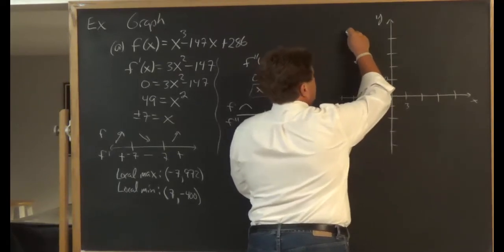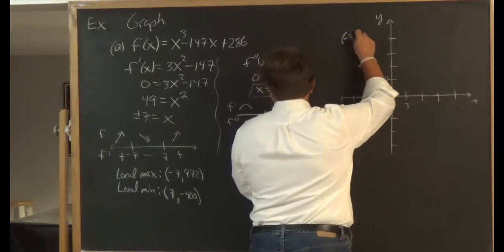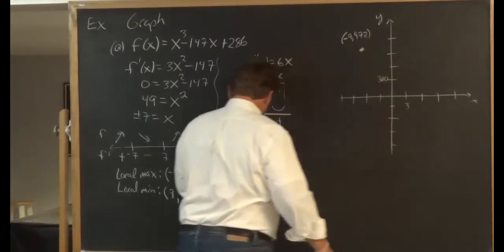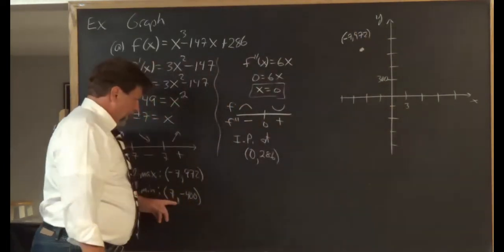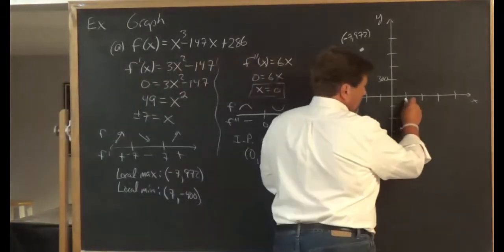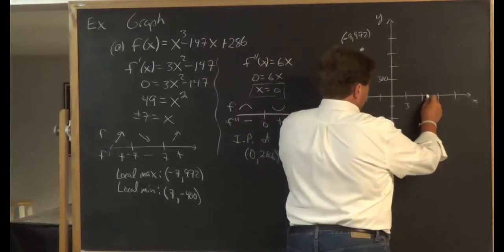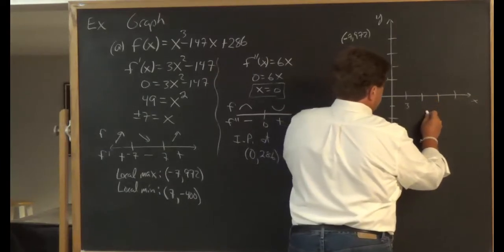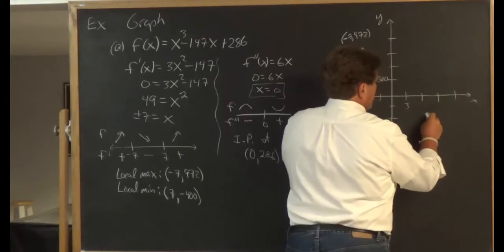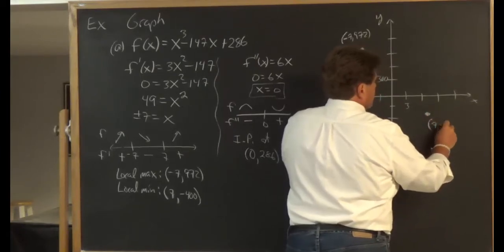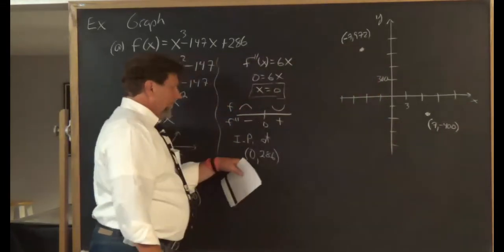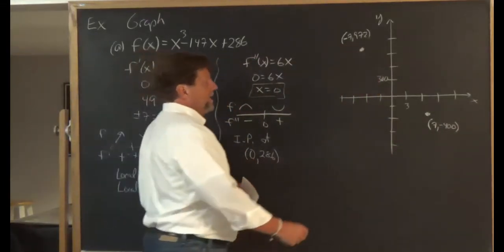So let me label it. -7, 972. We have a local min at 7, -400. So 3, 6, 7, -400. So I'll say it's about right here. Make it nice and big, make sure I hit it. So 7, -400. And we have an inflection point at 0, 286.